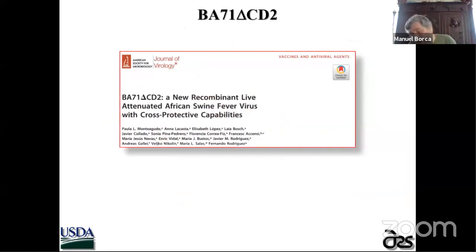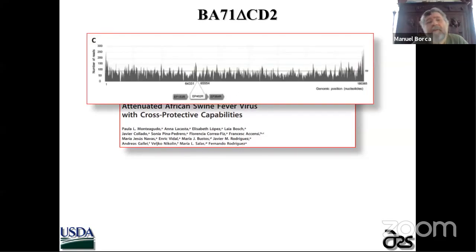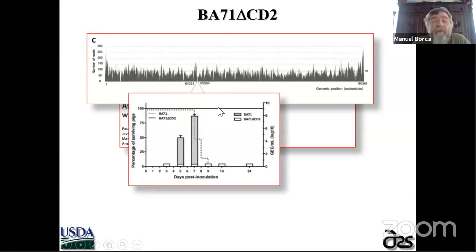I wanted to move ahead and talk about the virus published, I think, in 2017 by the group of Dr. Fernando Rodriguez in Barcelona. Basically, what Fernando published is a BA71 isolate that has the CD2 deleted. That is not the only genetic modification, because there are also small changes to make some of the virus inducible. But the main alteration is the deletion of CD2. They showed that animals inoculated with this virus were completely protected.